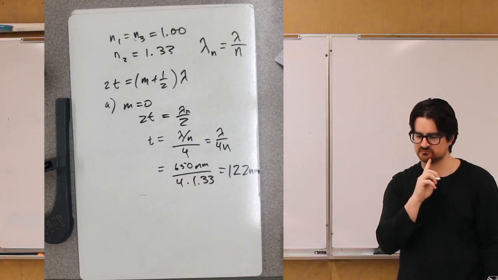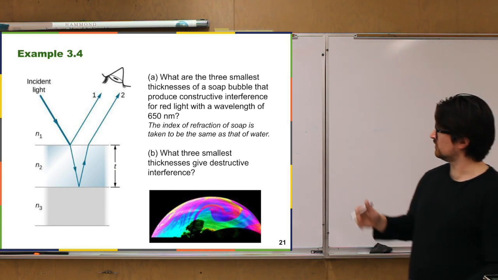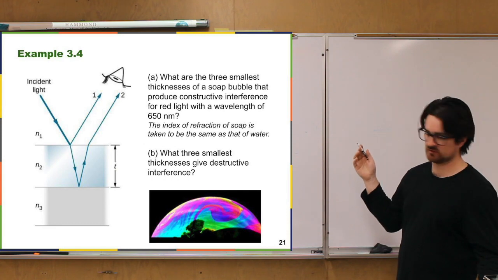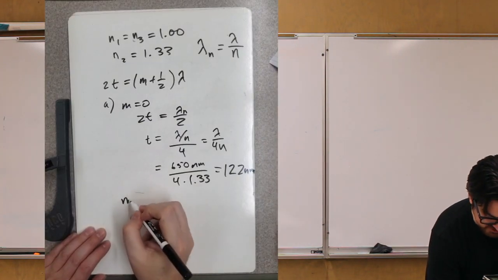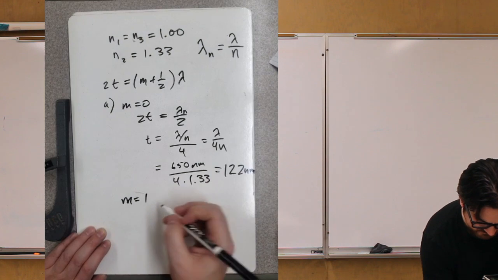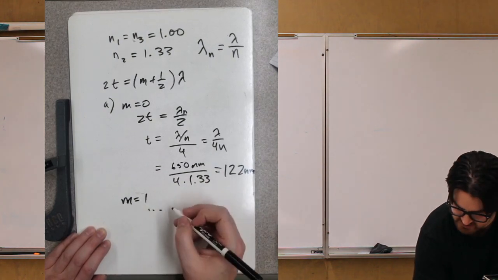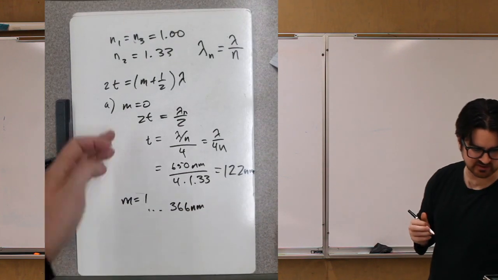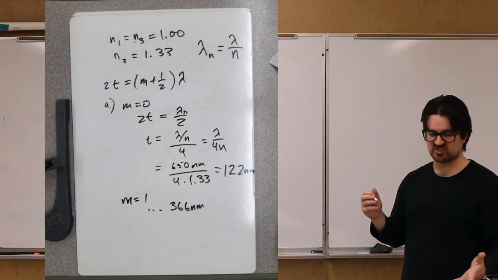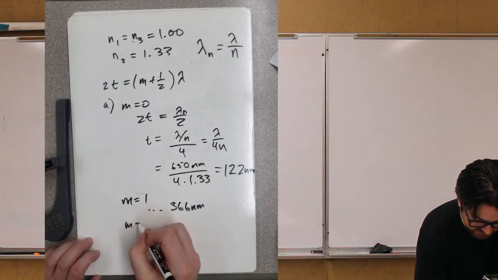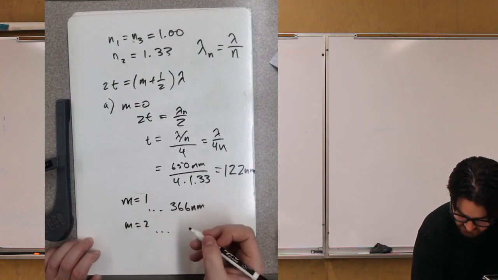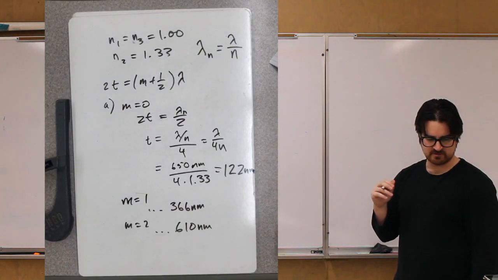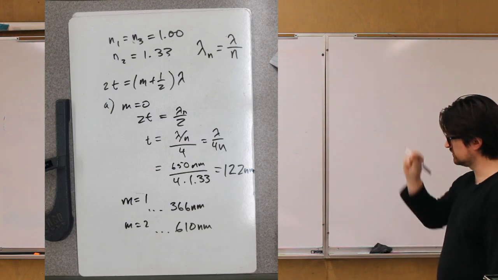Right, very thin. So that's the smallest thickness, the first order sort of interference. The next smallest is going to be when m is equal to 1. You do the same sort of process, except with m being 1, and end up with 366 nanometers. The third, when m is equal to 2, again the same process, 610 nanometers. So, very thin films.